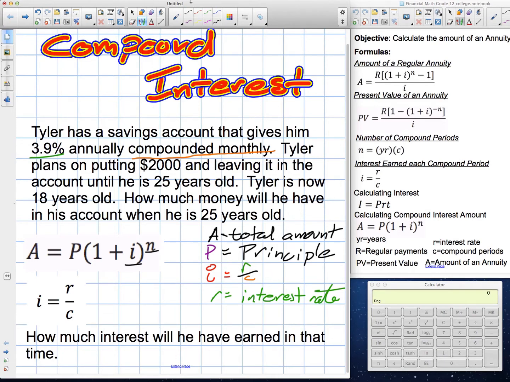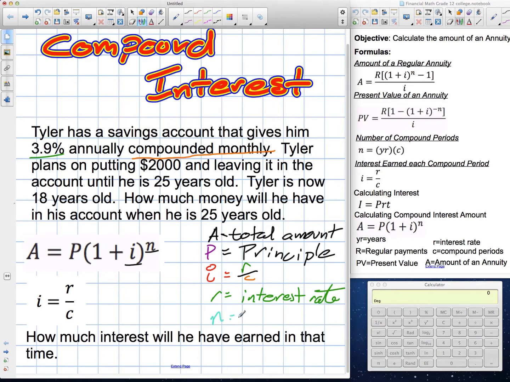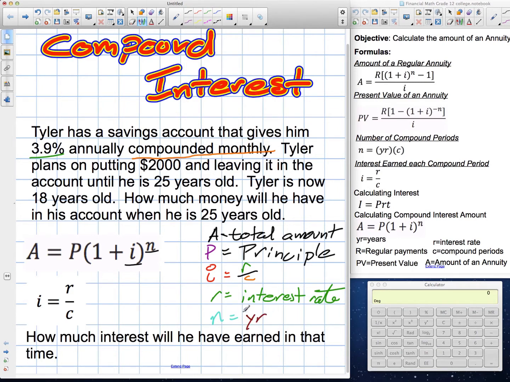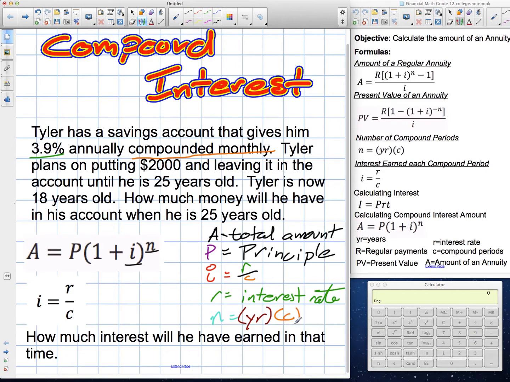The other variable, we'll change this color. Why wouldn't you make C like 17 years? Because it's leaving it in for 25 years. We'll get to it. N is again another formula. N itself is YR. Anyone know what YR might stand for? Years. So it's our years multiplied by compound period. In other words, N stands for the number of periods that pass.